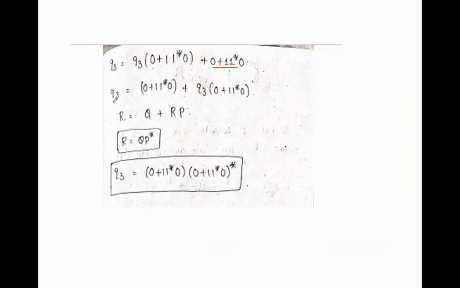So this is in the form of R equal to Q plus RP, right? R equal to RP plus Q. Yes. So here you will get R equal to QP star. QP star means this one: 0 plus 1 1 star 0 is Q. P means 0 plus 1 1 star 0. That should be whole star, as we have P star here. So this is the final equation.